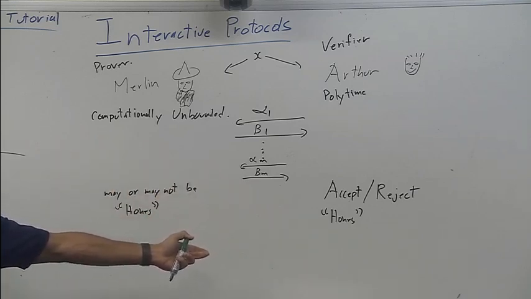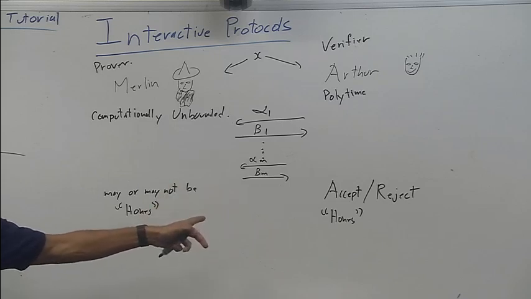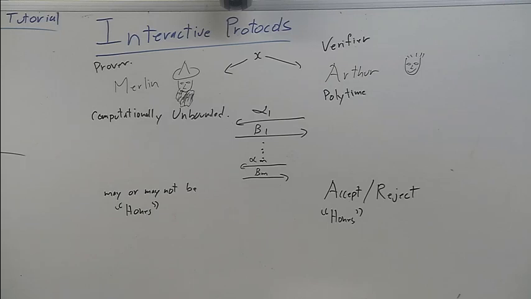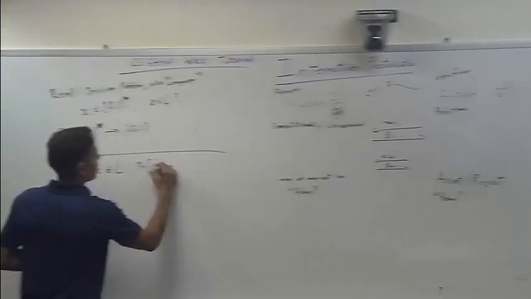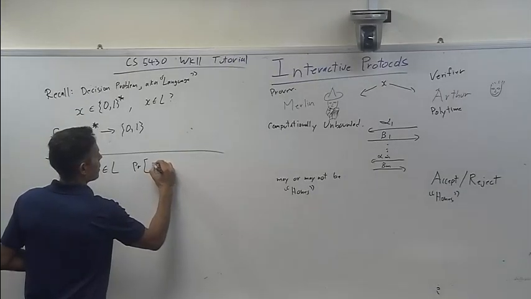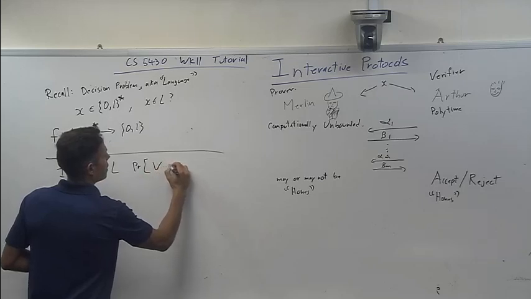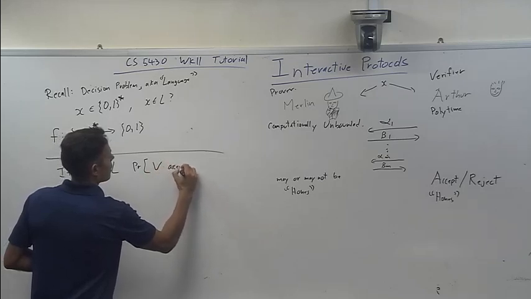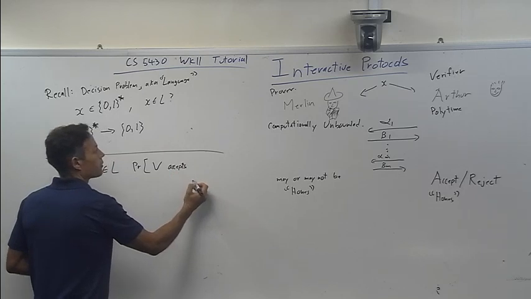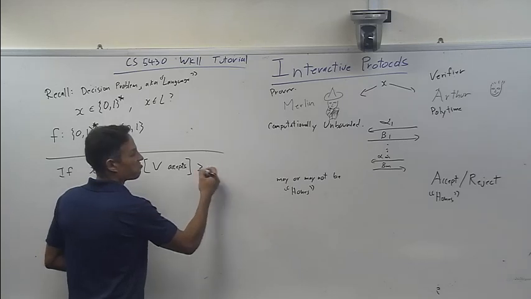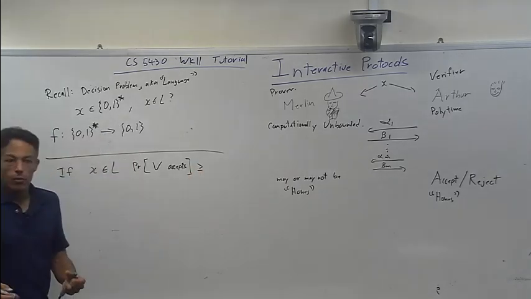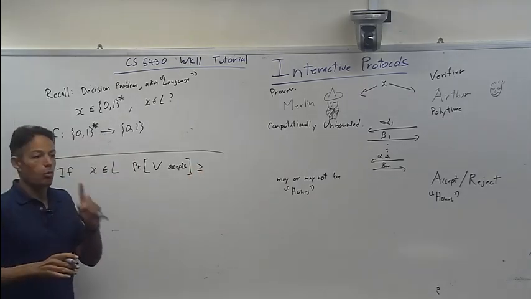Completeness. Completeness, yeah, that's the name of it. But what is completeness? What does it mean? Probably that the verifier outputs 1. Yeah. So some constant probability that the verifier accepts, just to get us used to the verifier-prover notation.